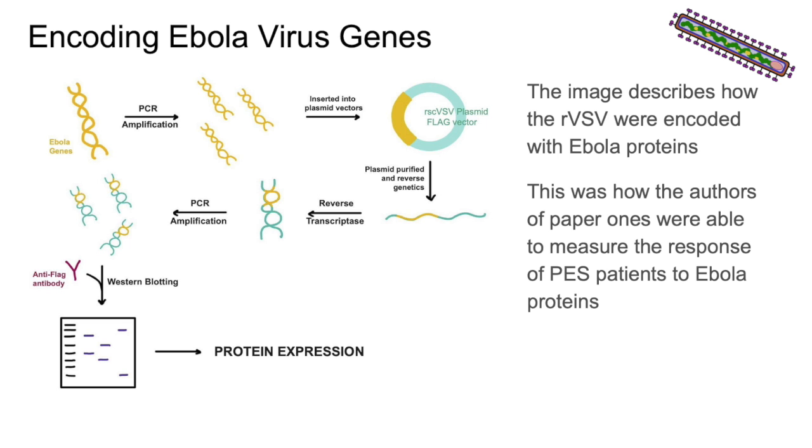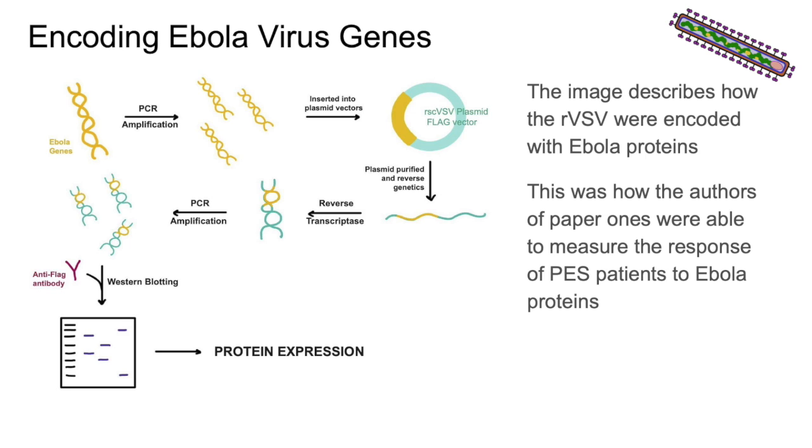The authors of the first paper assessed how patients responded to Ebola antigens. They were able to produce these antigens by creating a recombinant VSV, rVSV, which encoded the Ebola genes for a number of essential proteins of Ebola. The figure below describes the process in which these rVSV were created.